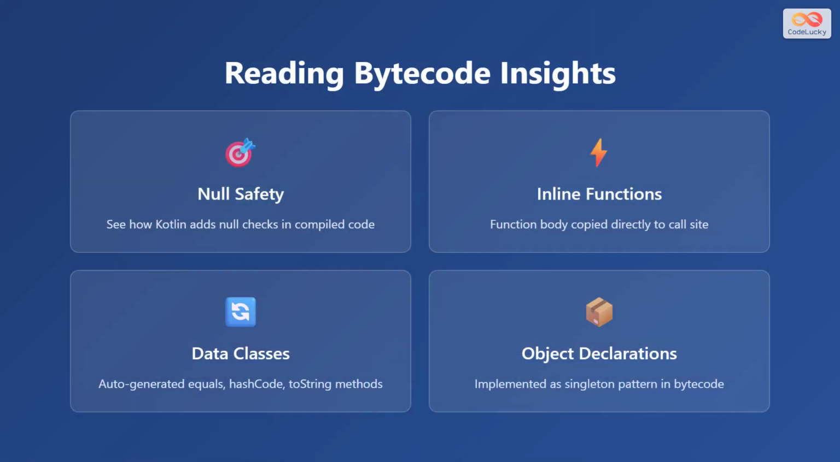By reading bytecode, you gain valuable insights into how Kotlin features work. You can see how null safety is implemented through automatic null checks that Kotlin adds to the compiled code. Inline functions reveal themselves by having their function body copied directly to the call site, eliminating function call overhead. Data classes show their auto-generated methods like equals, hashCode, and toString in the bytecode. Object declarations are implemented as the singleton pattern, ensuring only one instance exists. These insights help you understand the cost and behavior of different Kotlin features.